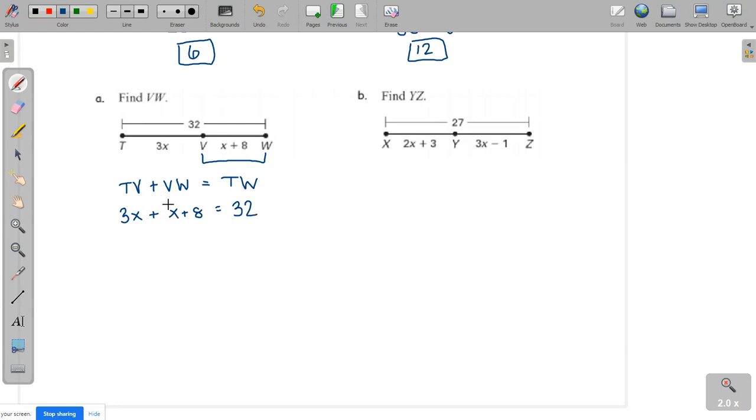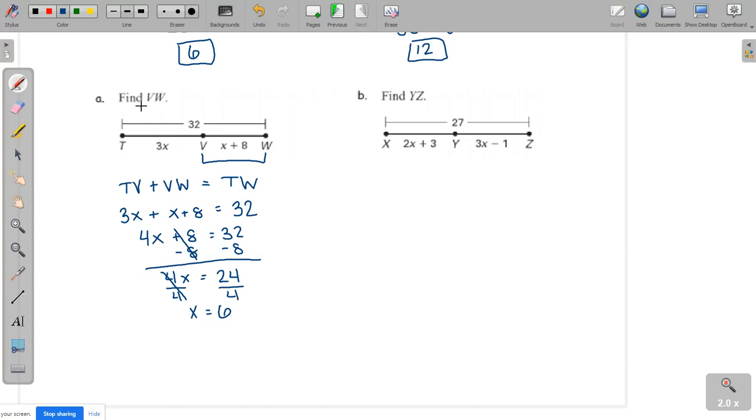Now let's solve this. Our like terms, 3x plus x gives us 4x plus 8 equals 32. Subtract the loose number, so subtract 8 from both sides. We get 4x equals 32 minus 8, which is 24. We have 4x, so that's multiplication. We have to do the opposite and divide both sides by 4. And we get x equals 24 divided by 4, which is 6. So we found x. x is 6.